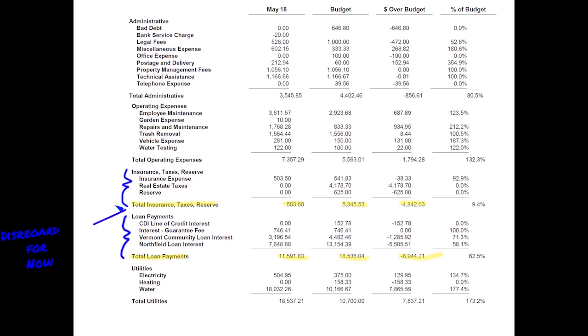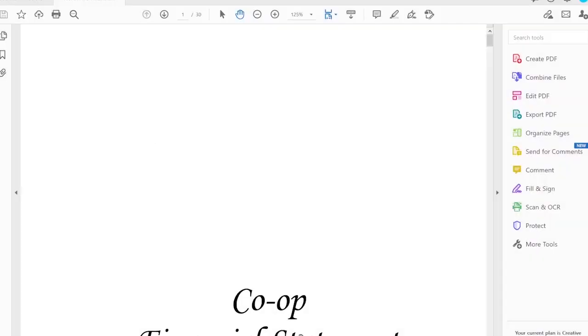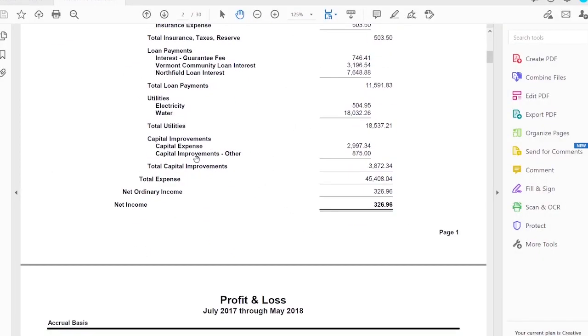Simply disregard the loan, insurance, taxes, and reserve categories for now. You can rest assured that your lender is most likely automatically withdrawing these payments out of your account every month, and we can move on for now. Let's go on to Step 2 with water and try to understand what's going on.